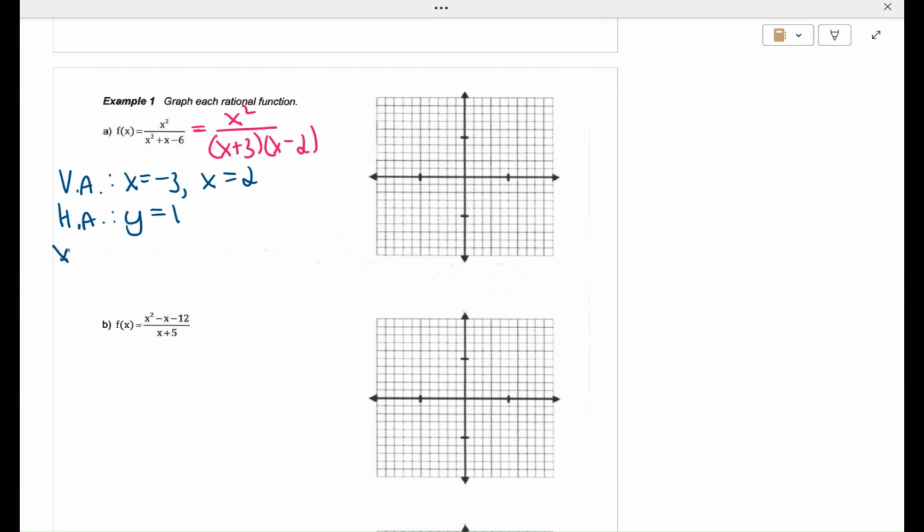Okay, then we'll move on to the x-intercepts. We'll see if there's any x-intercept or intercepts. There could be more than one. So let's take a look. When we're solving for the x-intercept, we have to plug in 0 for y. So that would look like this.